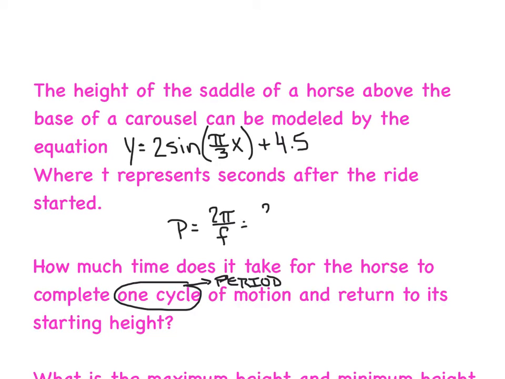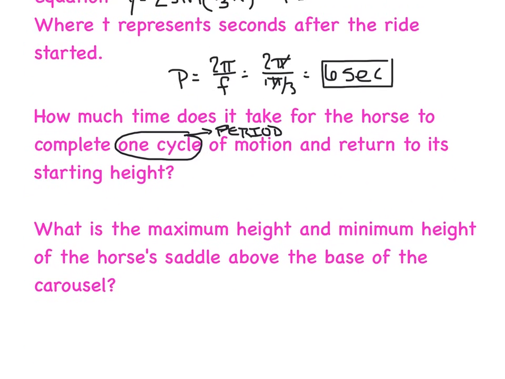We know that the period is 2 pi divided by frequency. So in this case, it's going to be 2 pi divided by pi over 3. We know that those pi's will cancel. And here we could always go back to the calculator and do 2 divided by 1/3. And that'll turn out to be 6. And I'm going to put my units on there. So it takes about 6 seconds for the horse to go up, down, and finish its full cycle and return to its starting height. So 6 seconds there.